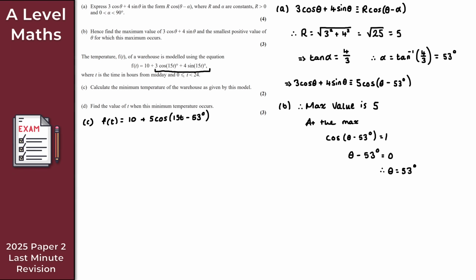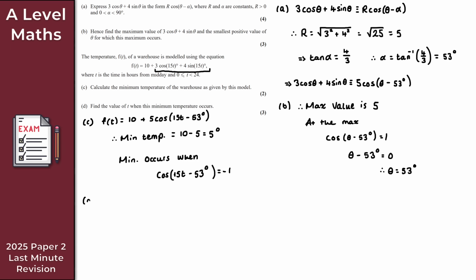Now, if I want the minimum temperature here then, that would be when cosine is minus 1. So 5 times minus 1 is minus 5. So therefore, the minimum temperature here is going to be 10 minus 5, which gives us 5 degrees there. So the minimum temperature is 5 degrees, and the min occurs here when cosine of 15t minus 53 degrees is equal to minus 1. Okay. And that is absolutely fine there for part C. It doesn't want anything else other than that. In fact, for part C, it didn't even want when the minimum occurred here. I've just done that all in one line, or all in one part, but that's absolutely fine.